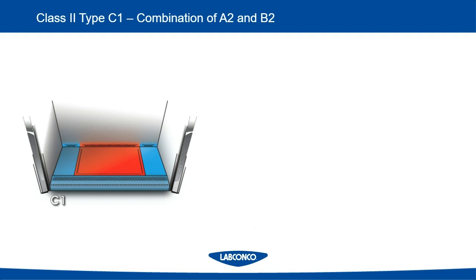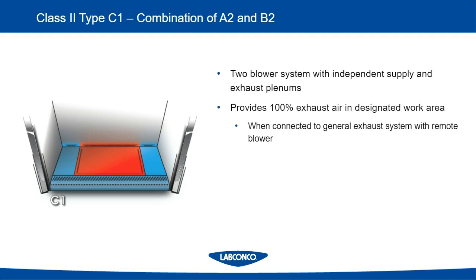The last type of cabinet we'll talk about, which is the C of the ABCs, is the Class II Type C1. This cabinet is a combination of an A2 and a B2. This is a two-blower cabinet with an independent supply and independent exhaust plenum. In that way, it's a little bit similar to the B-style cabinet. This cabinet provides 100% exhaust air, but only in the designated spot of the work surface.